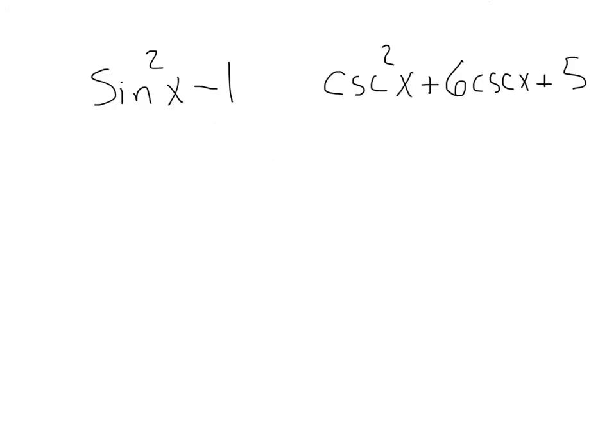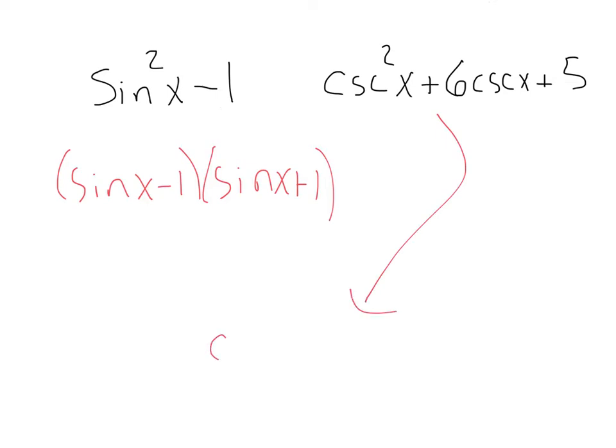Now keep in mind all your other types of factoring that you can use. Just because we have trig functions doesn't mean they're not going to work for us. You can use any type of factoring tools you have. For example, this is a difference of squares. This could factor to sine x minus 1 and sine x plus 1. Over here we have a trinomial, right? Factors of 5 that add to 6. That's 5 and 1. This right here would factor to cosecant x plus 5 and cosecant x plus 1. Keep in mind all the factoring you've learned. All those methods will still work with trig functions.